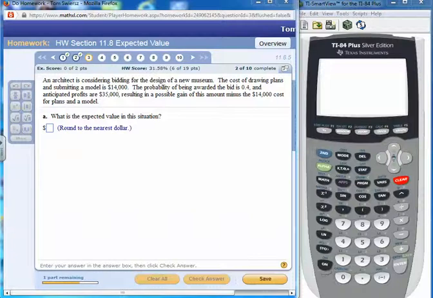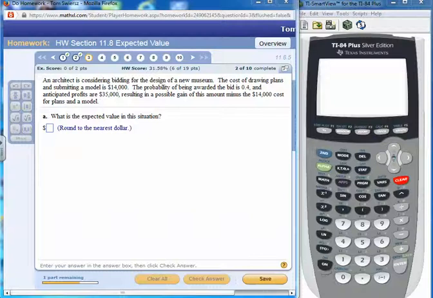Problem number 3. An architect is considering bidding for the design of a new museum. The cost of drawing plans and submitting a model is $14,000. The probability of being awarded the bid is 0.4, and the anticipated profits are $35,000, resulting in a possible gain of this amount minus the $14,000 cost for plans and a model. Okay, what is the expected value in this situation?